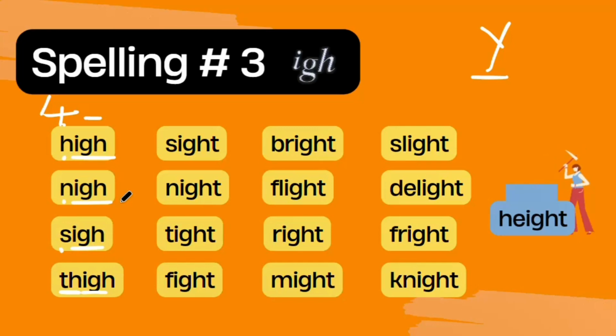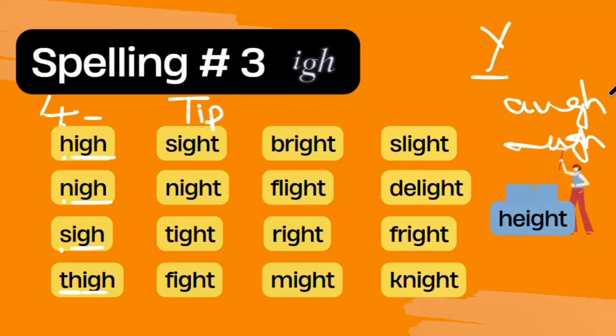And a tip is here, please remember this: IGH, this trigraph, or any trigraph or quadgraph that ends in GH, for example AUGH or OUGH, can only be followed by the letter T. After IGH, AUGH or OUGH, you cannot find any other letter but T.